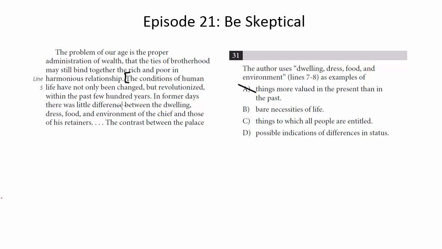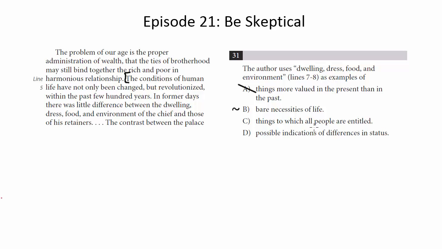this is how we can talk about people's conditions. People have these material conditions, dwelling, dress, food, and environment. And back in the day, we were all the same, or at least we were much more equal than we are today. It's basically what he's saying. So while B may seem attractive, we're going to leave it for now. Hopefully we can find a better choice. If not, then I guess we put B, but hopefully we can find a better choice that matches more what's going on in this passage.